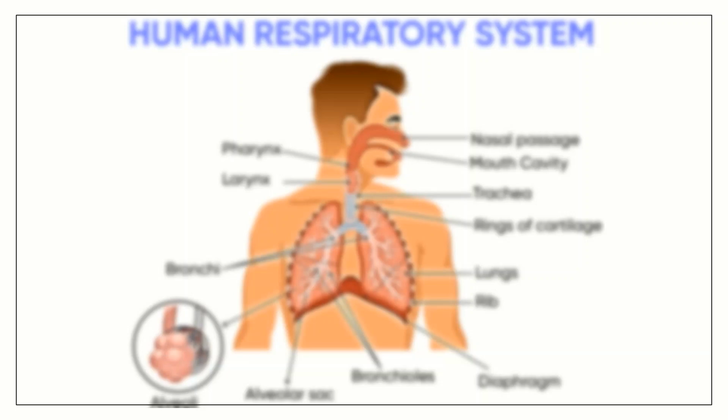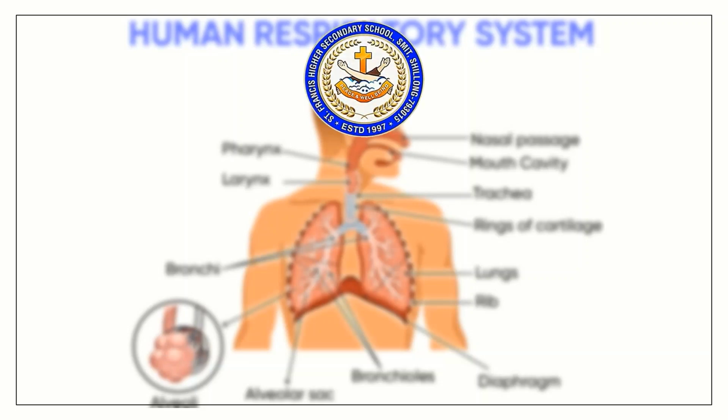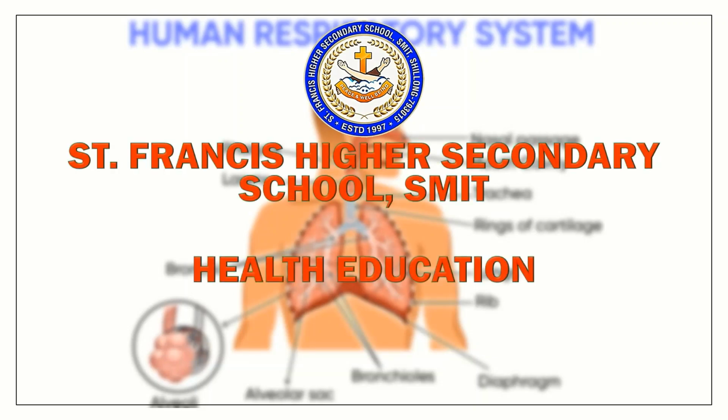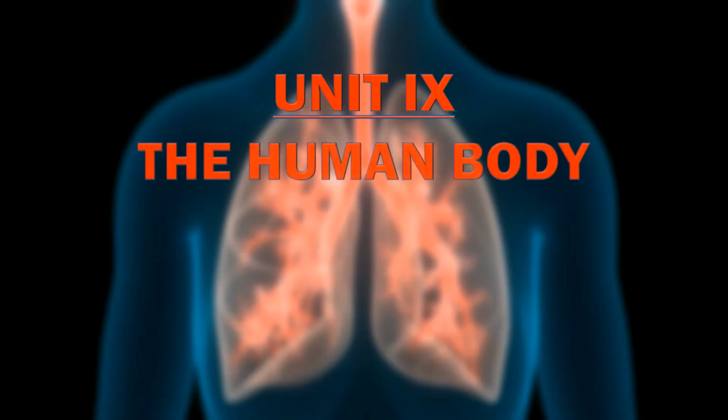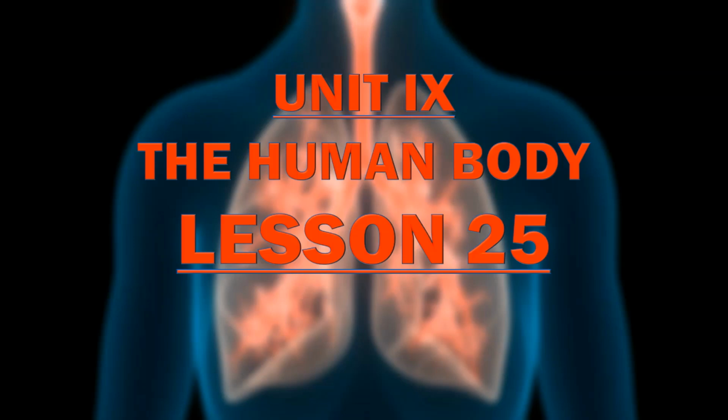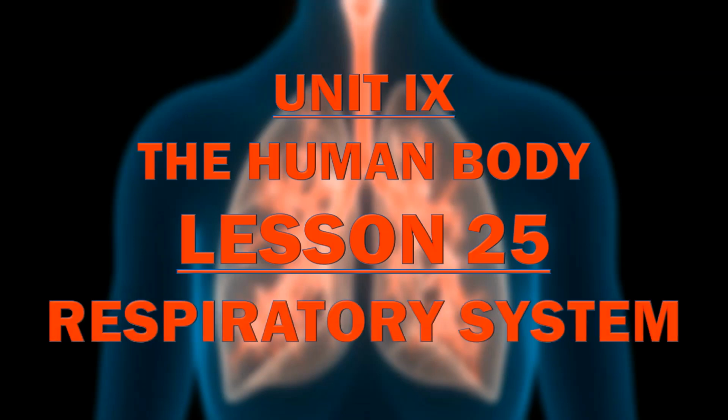Today we are going to start with a new chapter from your health education textbook, and we will discuss this chapter briefly in this class. The name of the chapter that we are going to discuss today is taken from your unit 9. The name of the unit is the human body, and from lesson 25, and the lesson that we will discuss today is our respiratory system. Now let us begin with the chapter, and let us go into the introductions first.